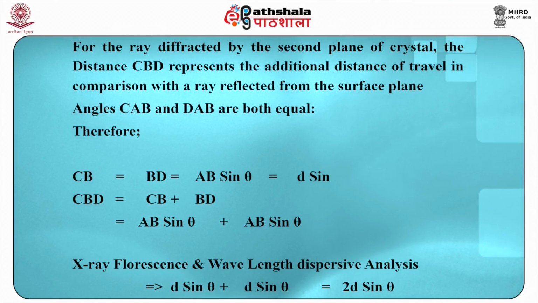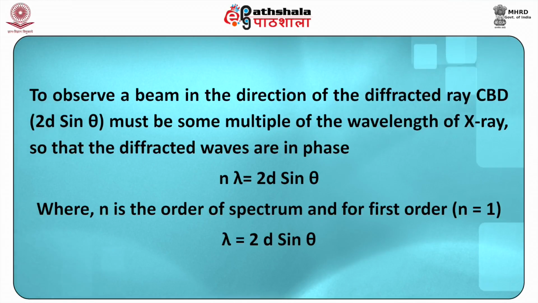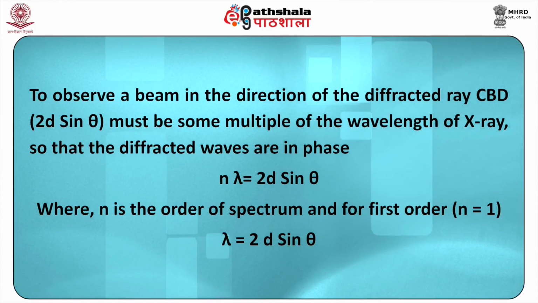X-ray fluorescence and wavelength dispersive analysis. D sine theta plus D sine theta is equal to 2D sine theta. To observe a beam in the direction of the diffracted ray, CBD, 2D sine theta, must be some multiple of the wavelength of the X-ray, so that the diffracted waves are in phase. N lambda is equal to 2D sine theta, where n is the order of spectrum, and for first order n is equal to 1. Lambda is equal to 2D sine theta.